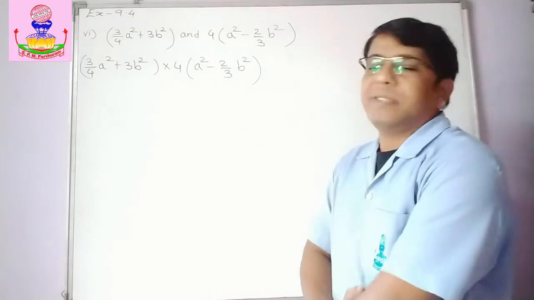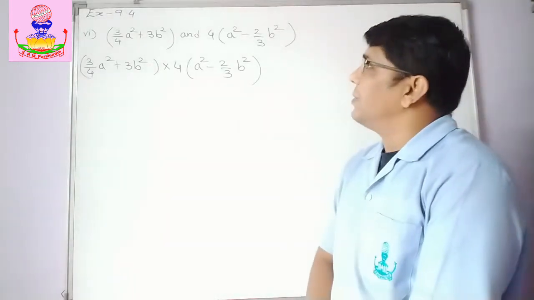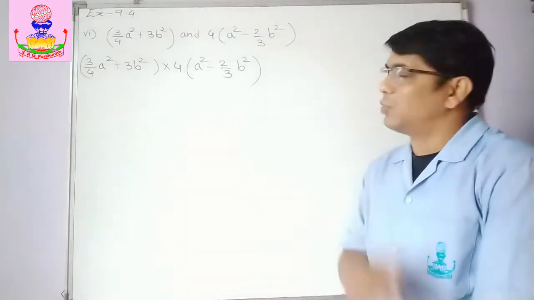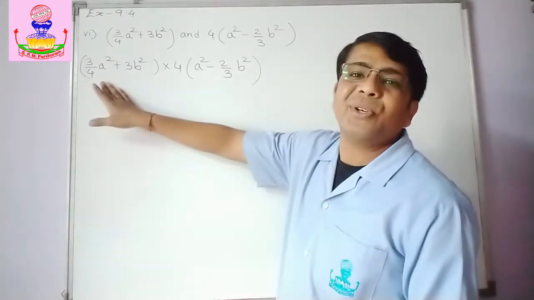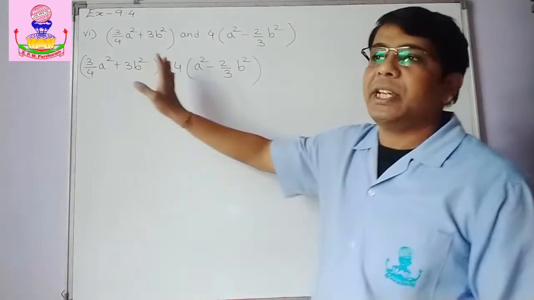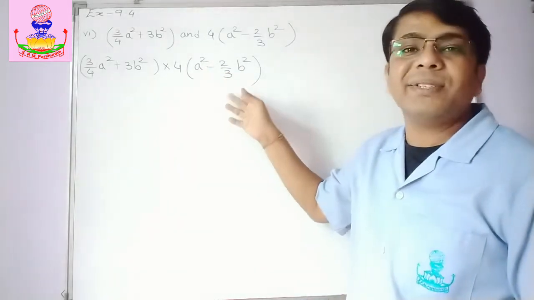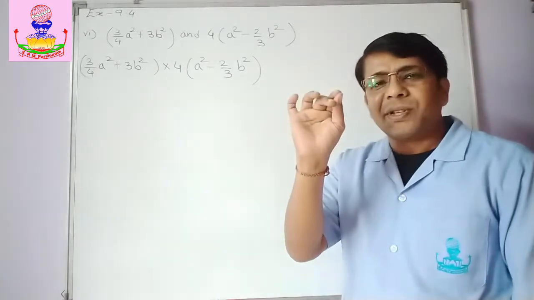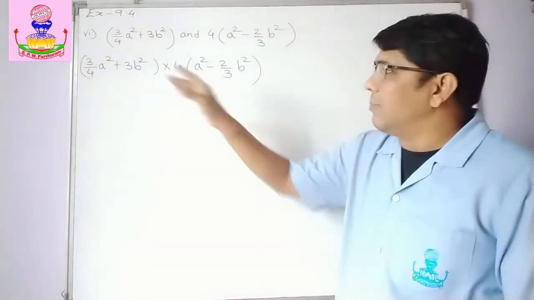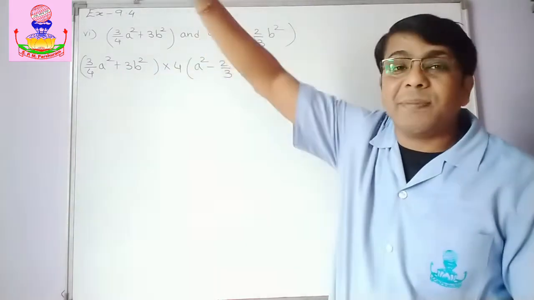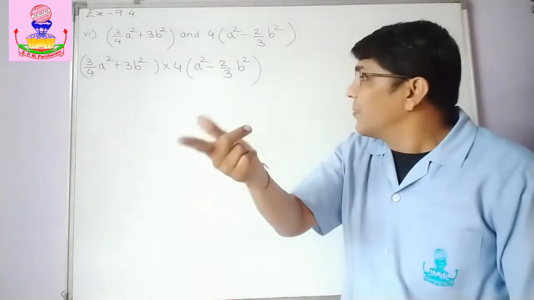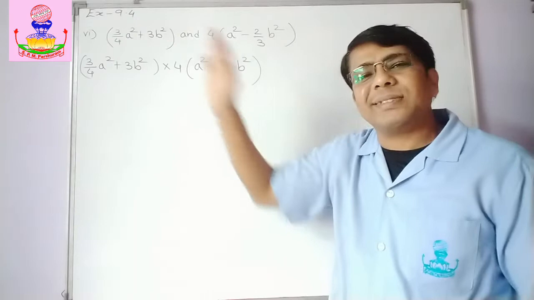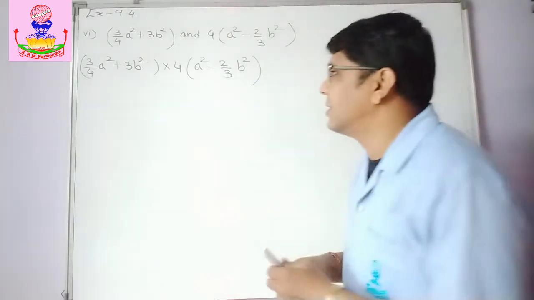Now see the sixth example. 3 upon 4 a square plus 3b square and 4 into bracket a square minus 2 upon 3b square. So you are supposed to multiply. Don't get confused at all. Use the basics. Either you can multiply this bracket and this bracket and then multiply the whole by 4, or you can first multiply this bracket by 4 and then go for our usual method. I'll come to it.